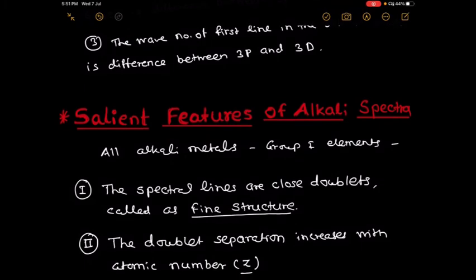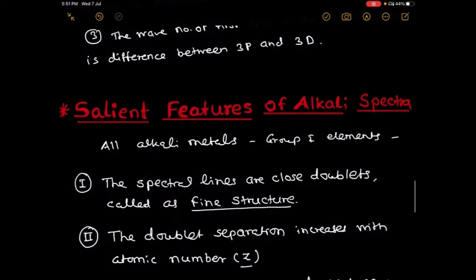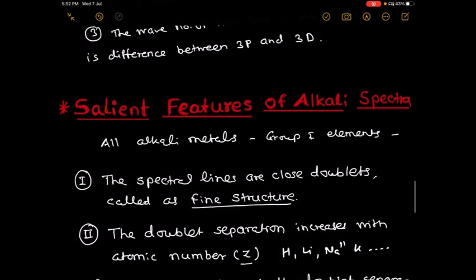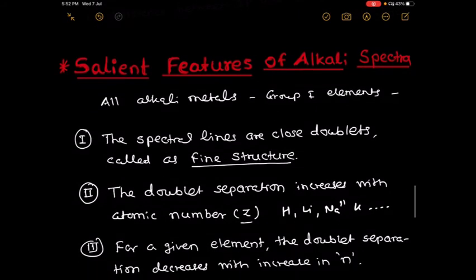Second one, the doublet separation increases with atomic number. Doublet separation means the separation between P states, the separation between D states, the separation between F states, that goes on increasing as atomic number increases. That means as we go from hydrogen, lithium, the number goes on increasing, and Z gives the number of electrons: hydrogen 1, lithium 3, sodium 11, potassium, and so on. These are the group first elements. As atomic number increases, doublet separation also goes on increasing. That doublet separation is between P, D, F states.